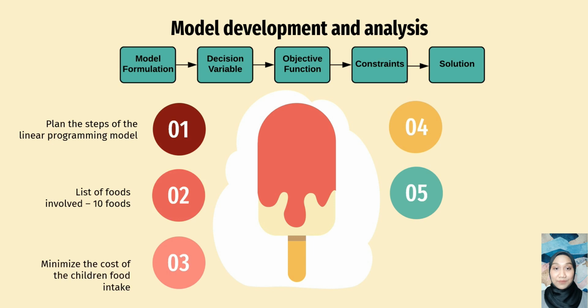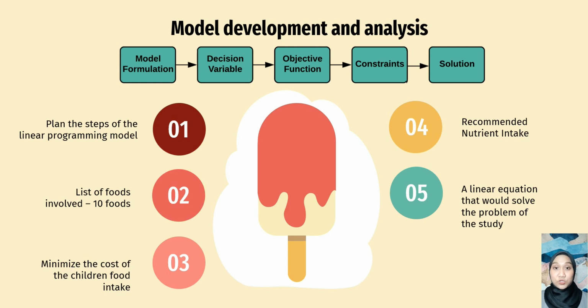Next is decision variable. The decision variable consists of 10 foods that are available in the Tadika Harmony. The names of the food involved are cereal X1, sandwich X2, spaghetti bolognese X3, fried rice X4, chicken fillets X5, fish finger X6, orange juice X7, milk X8, banana X9, and apple X10.